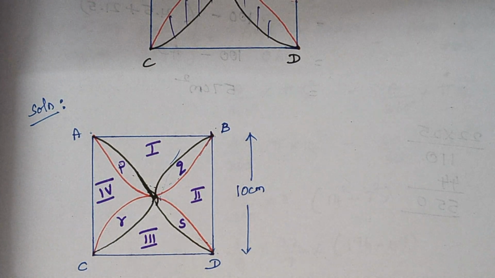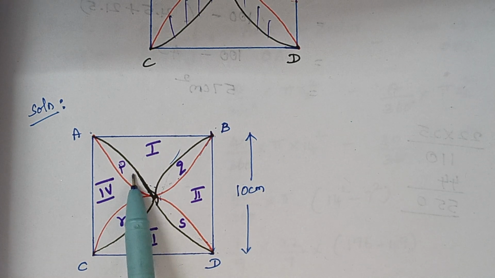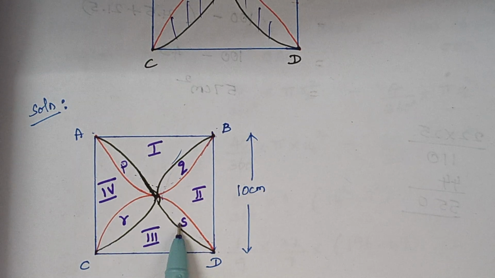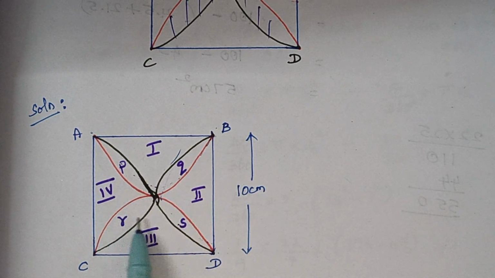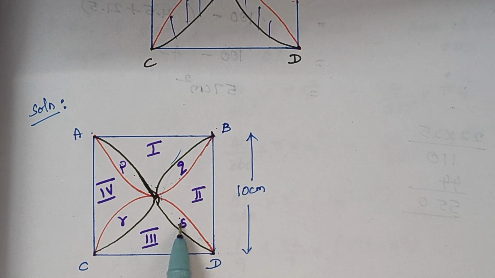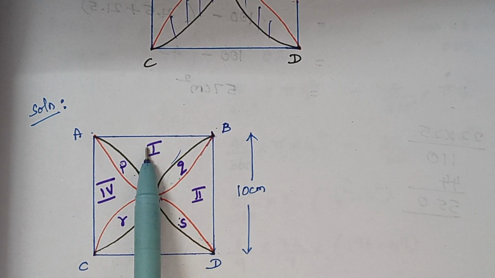So the basic thing is we have to find the area of this part, P, Q, R, S. To find this area, our aim is to find the areas marked here.